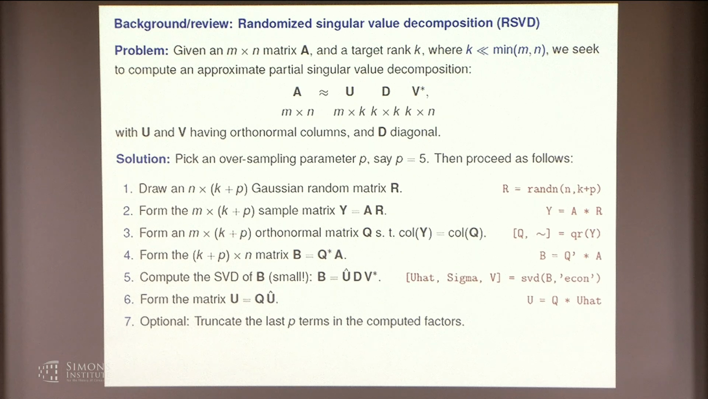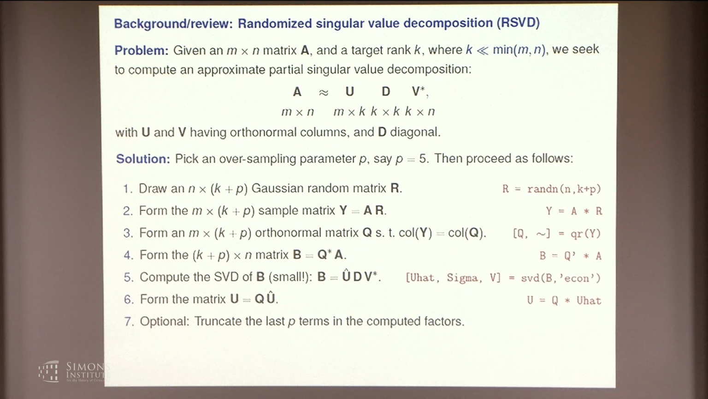And the algorithm that we proposed for doing this looks like this. You draw a tall, thin Gaussian random matrix, R. I multiply them together to form what we call a sampling matrix, Y, that's also tall and thin. Each column of Y is a random linear combination of the columns of A. And then the claim is that the space spanned by the columns of Y captures the space spanned by the dominant left singular vectors of A.